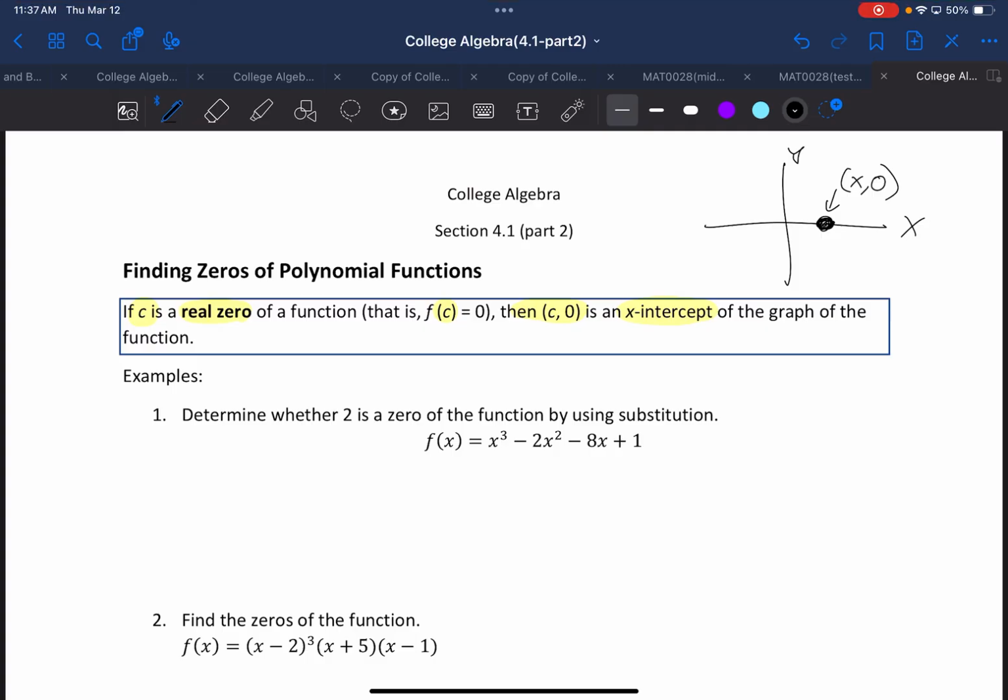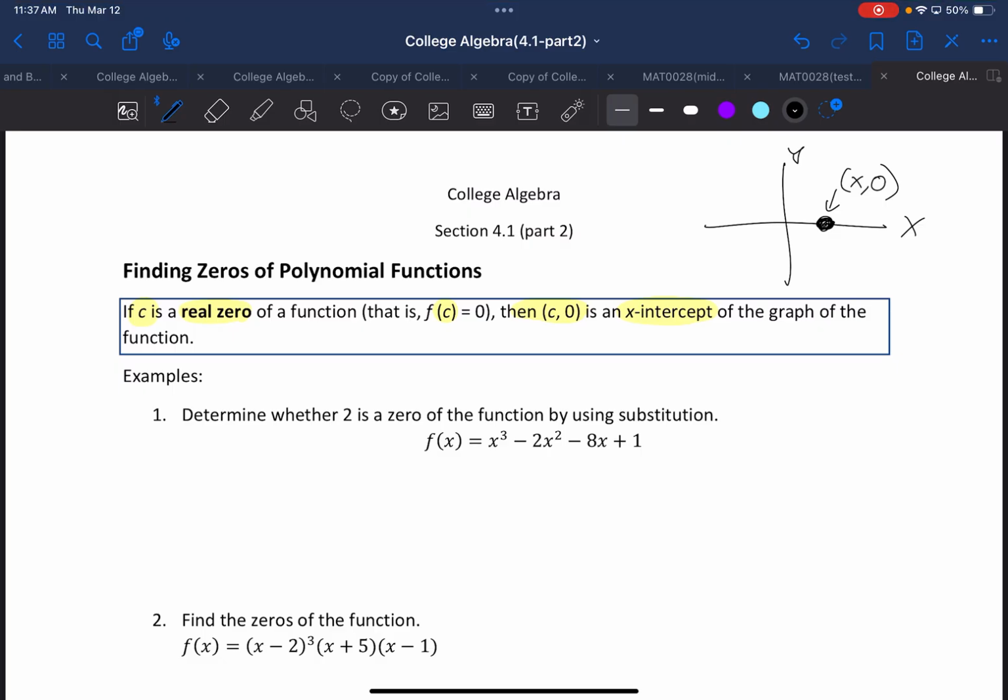But number 1 is saying to determine whether 2 is a 0 of the function by using substitution. This is just a question that you'll see in your homework. It'll give you a number, and it wants you to determine whether this is a 0, which means we're going to plug it in for x and then see if it equals 0. Make sense? Because if it is a 0, it should make it equal to 0.